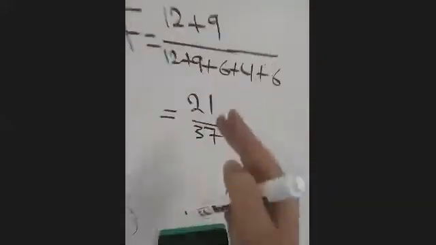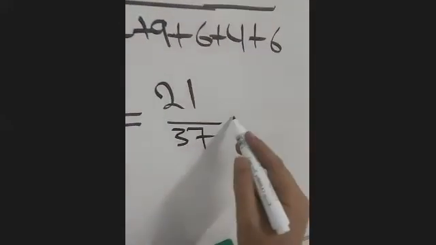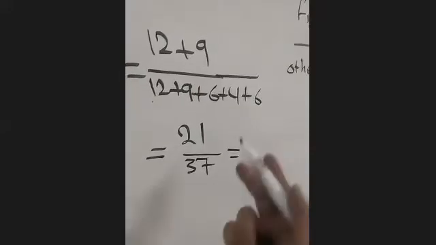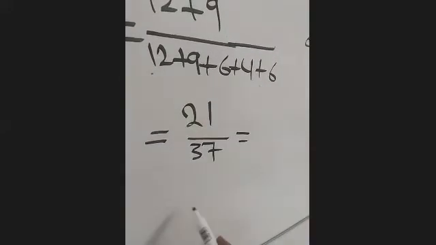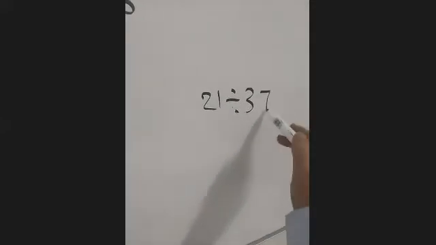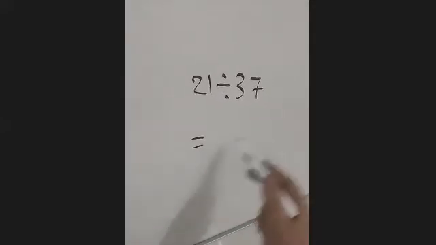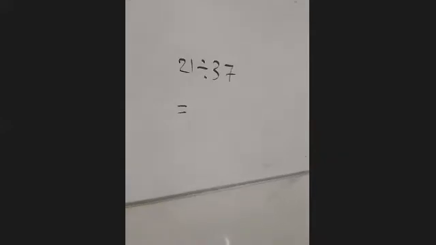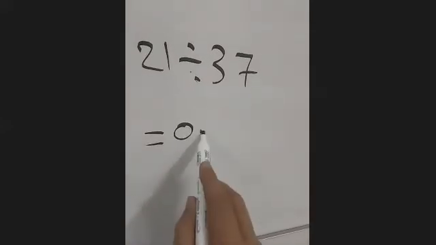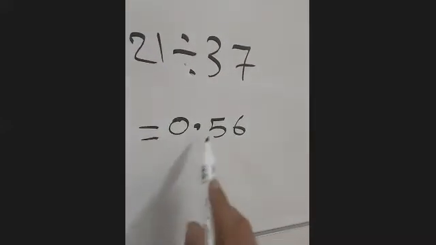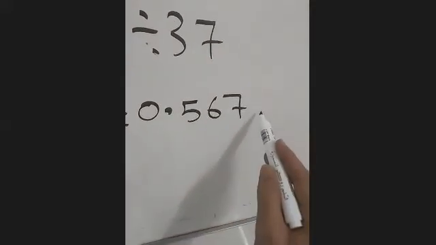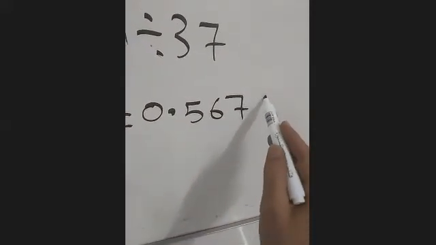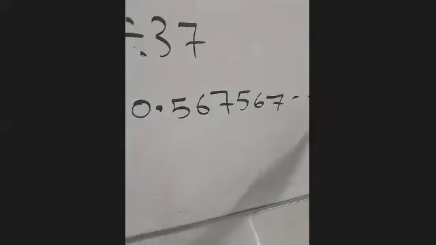Now, to make this ratio a percent, we will make a division. We will divide normally. Use your calculator. 21 divided by 37. What's the number here going to be? Tell me. 0.567567, like this, right?